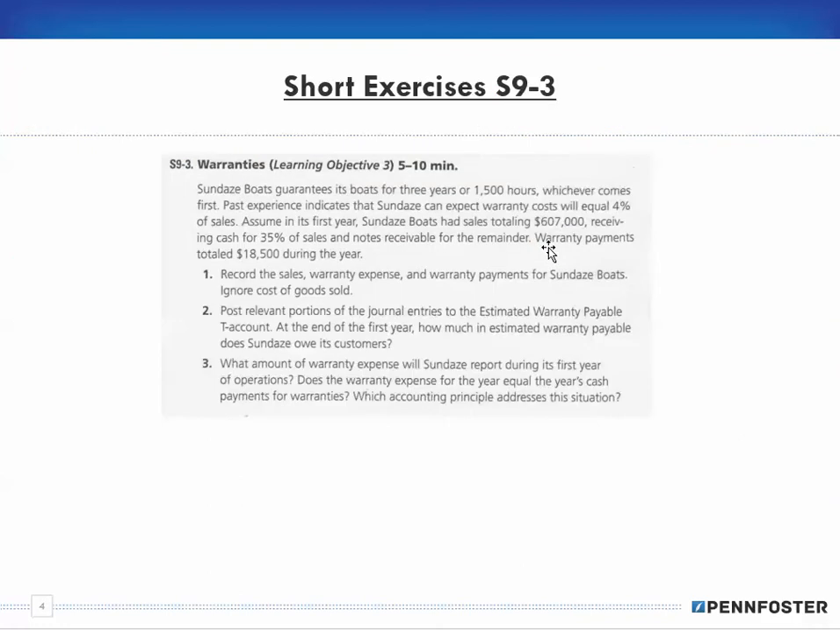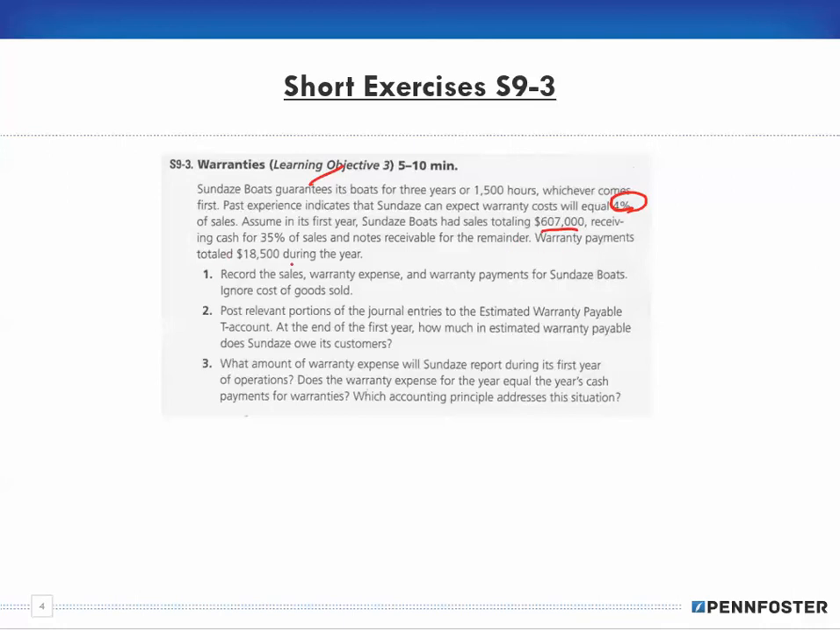But let's move on to 9-3 and get this one in this video. Sunday's Boats guarantees its boats for 3 years or 1,500 hours, whichever comes first. That's a guarantee. Past experience indicates that Sunday's can expect warranty costs will equal 4% of sales. So we're going to use that 4% for our estimated warranty. Assume in the first year Sunday's Boats had sales totaling $607,000, receiving cash for 35% of sales and notes receivable for the remainder.